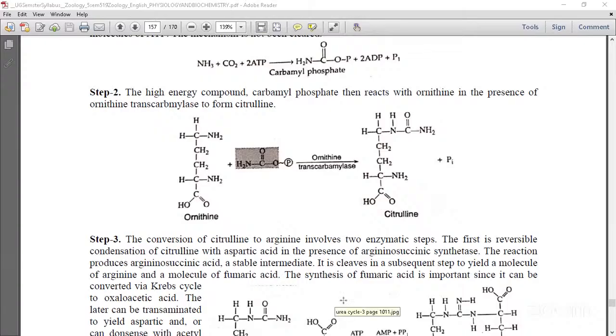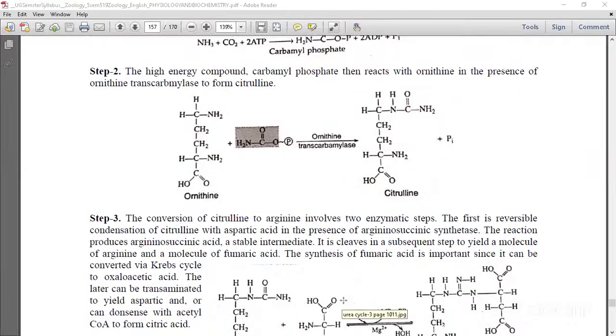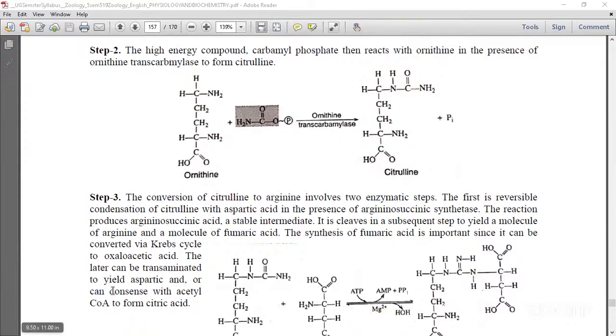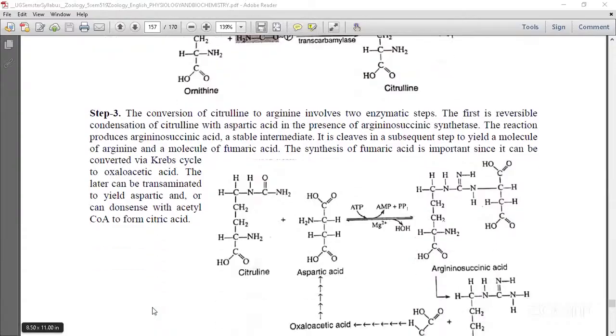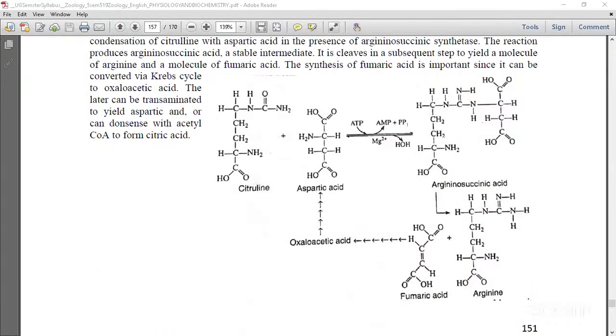The synthesis of fumaric acid is important since it can be converted through the Krebs cycle to form the OAA, oxaloacetic acid. That latter can be transaminated, meaning the removal of the amino group takes place, yielding the aspartic acid. So here, with the acetyl-CoA group that forms into the citric acid that you can see here.